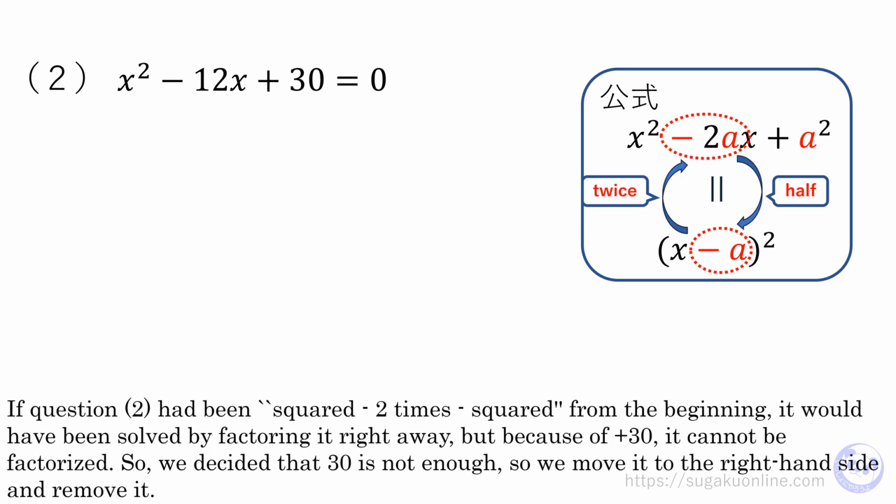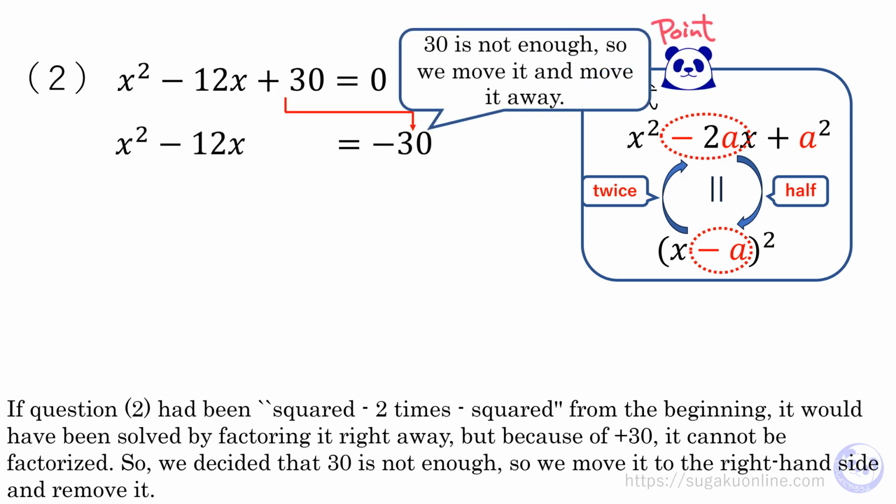If question 2 had been squared, 2 times, squared, from the beginning, it would have been solved by factoring it right away, but because of plus 30, it cannot be factorized. So, we decided that 30 is not enough, so we move it to the right-hand side and remove it.